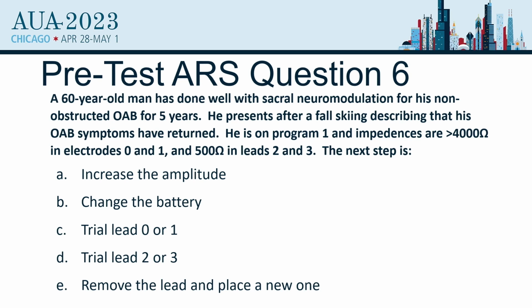Who says A? B? C? D? E. Yeah. So you use the one, 4,000 ohms of impedance is blocked. The circuit's broken. 500 is perfect. So you can use the good electrodes. You don't have to change the whole lead. Now if they're all over 4,000, you've got to change the lead because you're kind of out of luck.